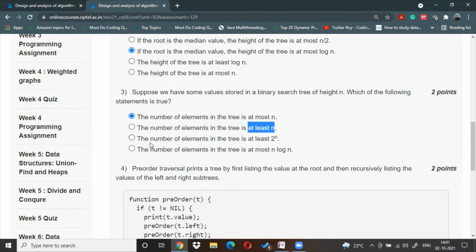Okay, the next option says that the number of elements in the tree is 2 raised to the power n. This is again not possible because the total number of elements in a complete binary tree can be at most 2 raised to the power n minus 1. Hence, this option also stands false. The last option says that the number of elements in the tree is at most n log n. So n log n is not possible in any case, because the maximum number of elements that are possible is n at most. That is also possible in a skewed binary tree only.